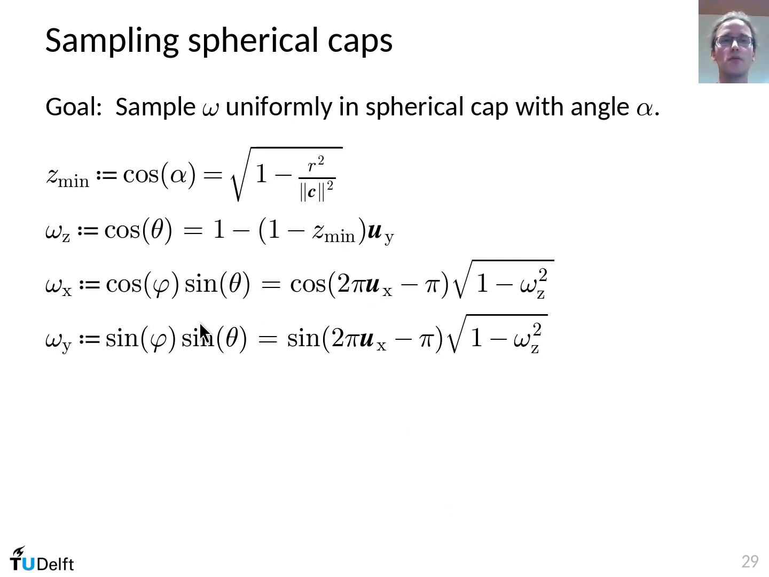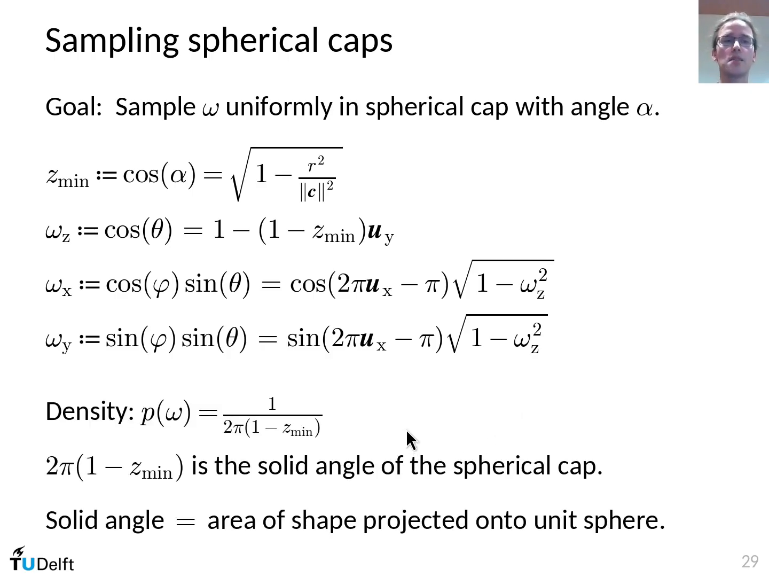Putting this all together, we get our sampling strategy. So here we are computing cosine of alpha, and I call this z min because it's the smallest z-coordinate that we will be generating for our samples. And we derived this on the previous slide. And then we compute the z-coordinate of our sample and then the other two coordinates, and with that we are done. And the density that we get here is 1 over 2 pi times 1 minus z min.